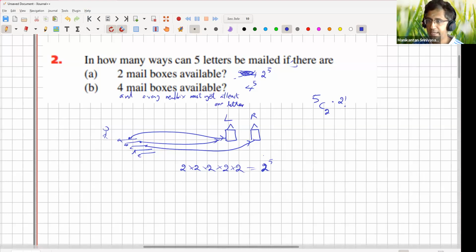Every mailbox must get at least one letter. So it's an extension of part B. The regular part B is 4 power 5, as we all know. Moksha, you don't have to raise your hand. I'll make sure everyone gets a chance. So my extension is every mailbox must get at least one letter. And there are 4 mailboxes, you have only 5 letters. Can you think about it?